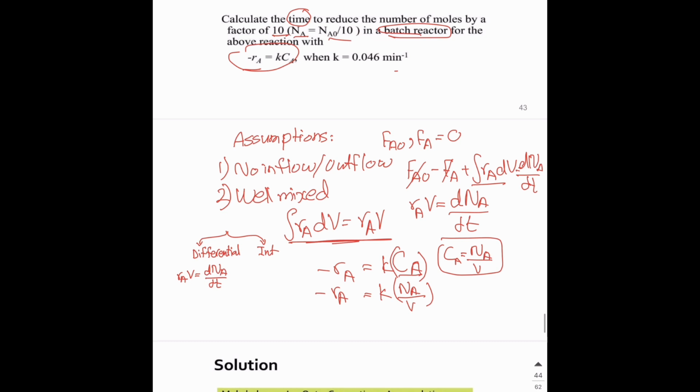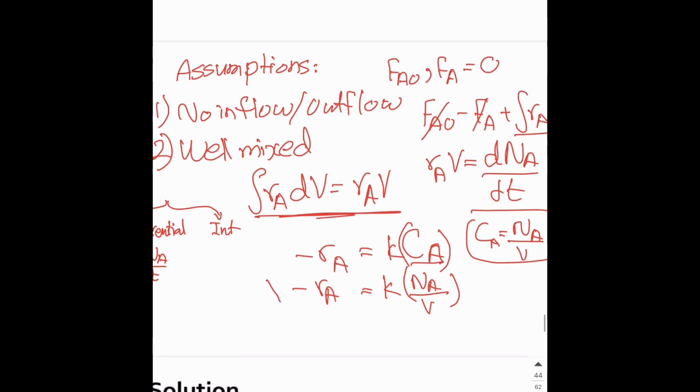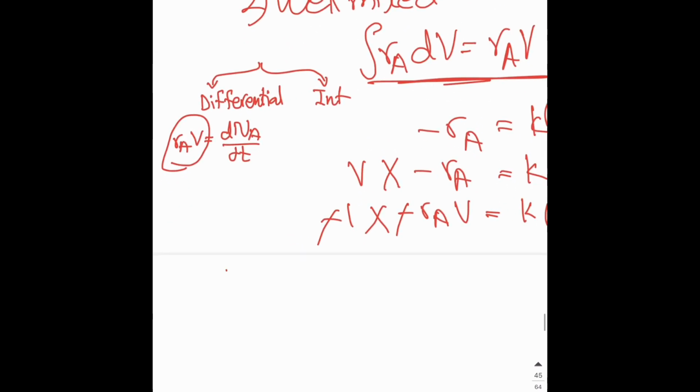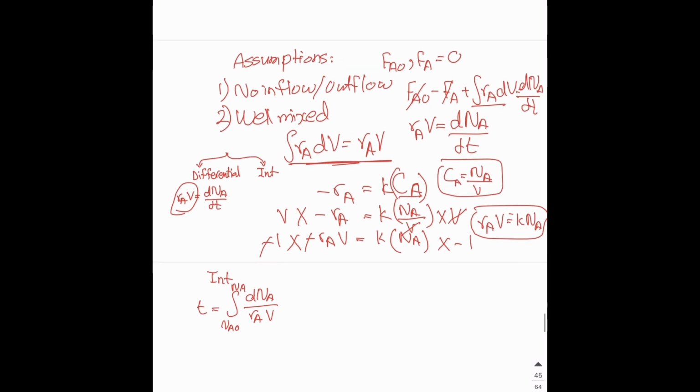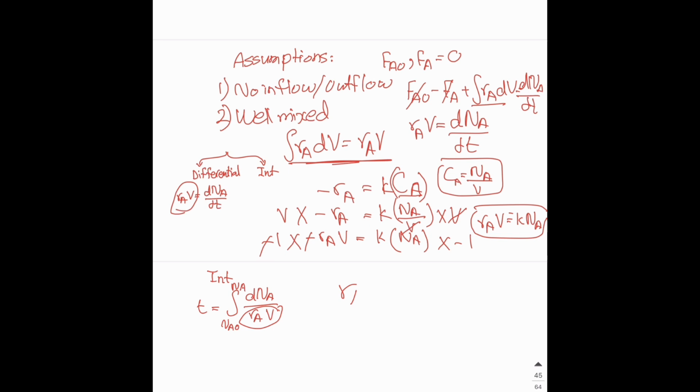Then we want RAV to be on one side, so we will multiply each side by V. So this V will go with this, and the remaining will be minus RAV is equal to K NA. We'll proceed with the integral form. So we will write the integral form, which is t equals the integral of dNA over RAV from NA0 to NA. So we know that RAV equals minus K NA.